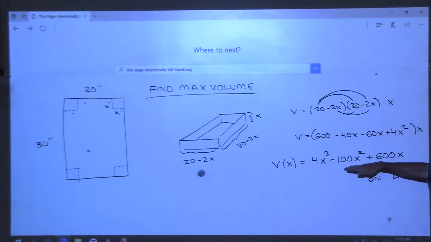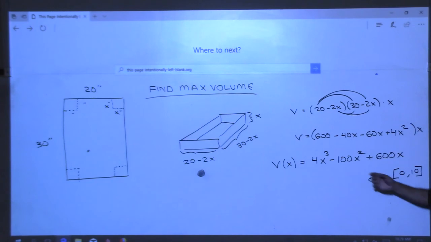Yep. This is the volume function. You're trying to find the maximum of this on a closed interval. Right? This is a continuous function on a closed interval. Just do what we just did in the previous two problems. Do that three-step process.